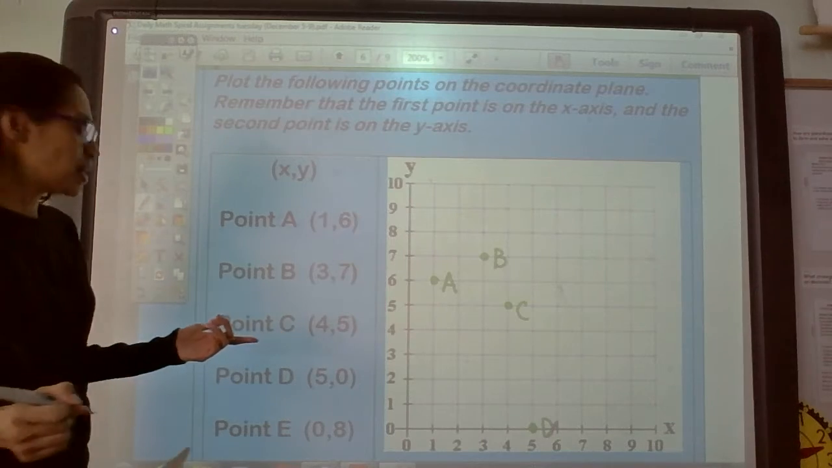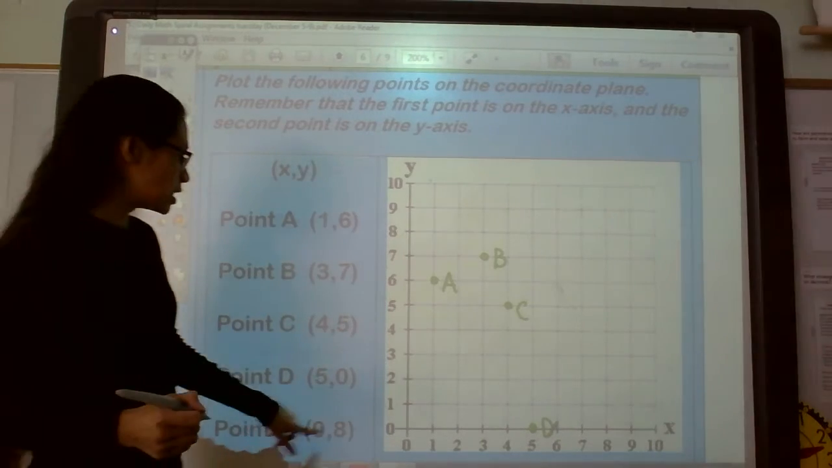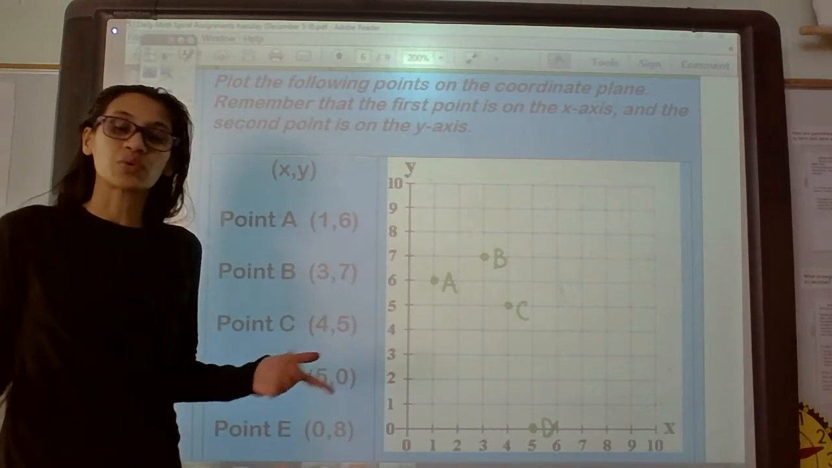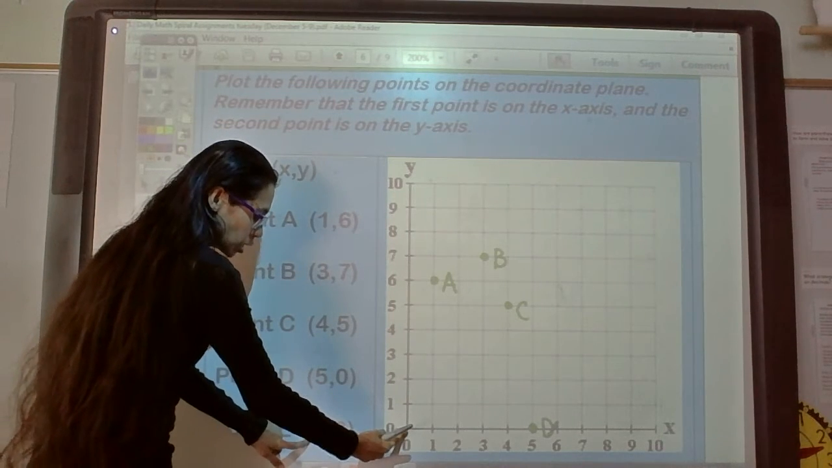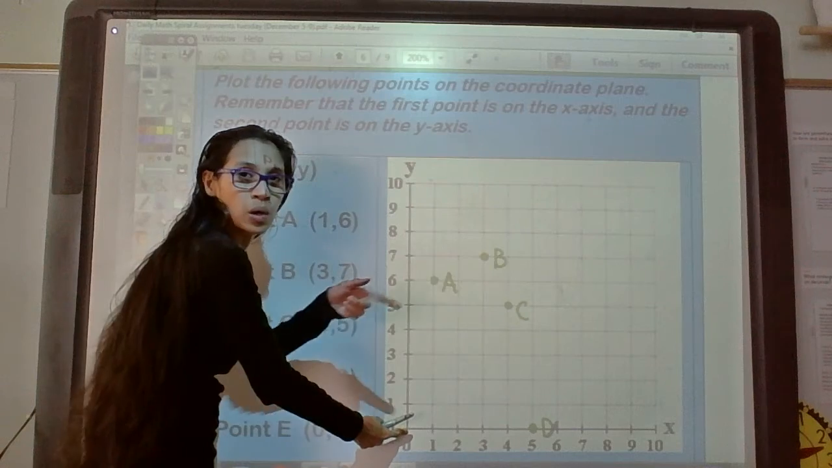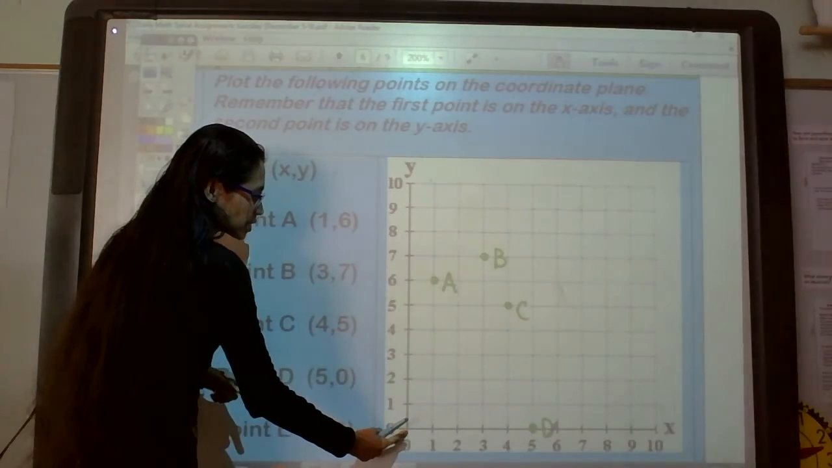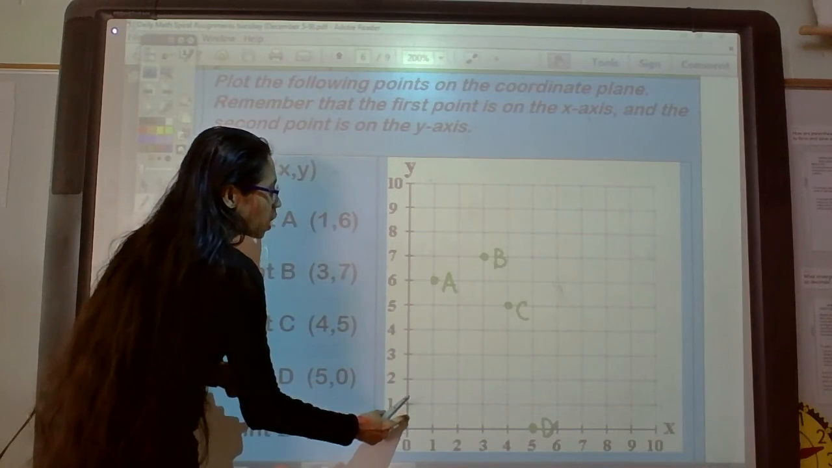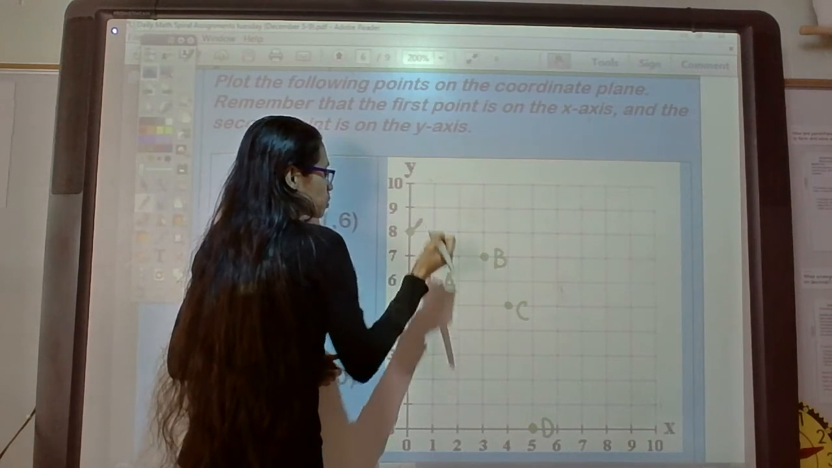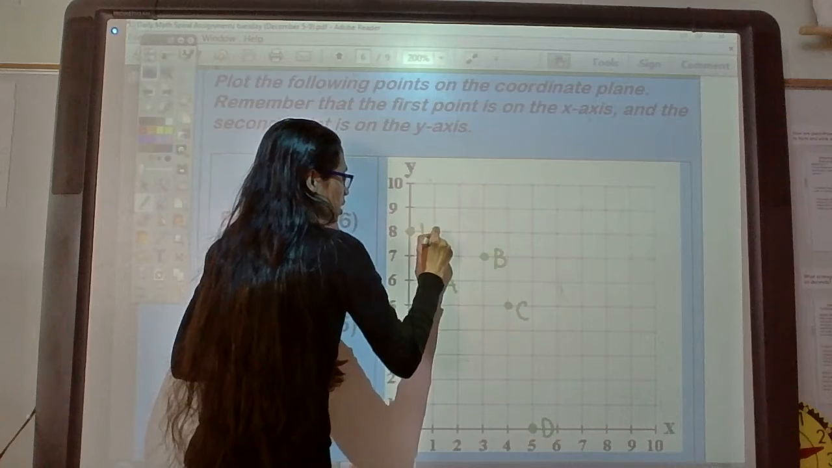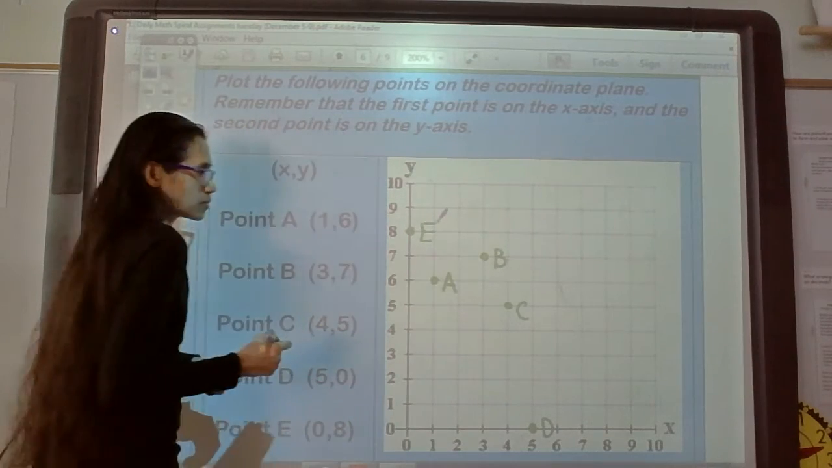And the last one is point E at 0, 8. So we always start where? At the origin at 0, 0. Look, it's a 0. We don't go anywhere to the right. And that 8 says we go up, 8 on the Y axis, bam, right there. Put your point right there at that intersection and mark that E.